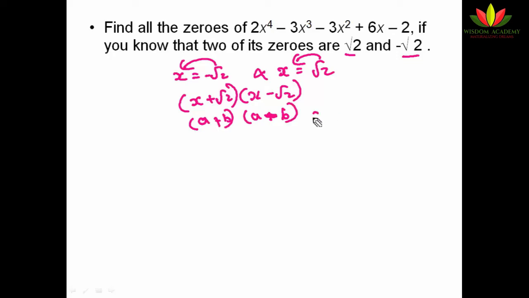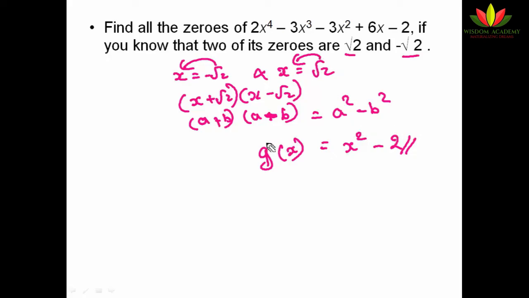A minus b can be resulted in a square minus b square. Similarly, x square minus root 2 the whole square will become 2. So this is my g of x. g of x is not directly given. It told that these are the 2 roots. Using these 2 roots I have formed the g of x.